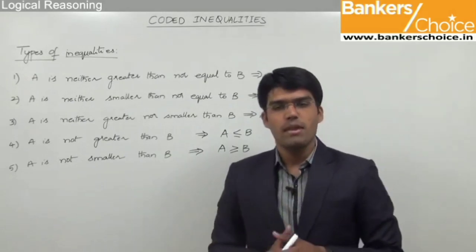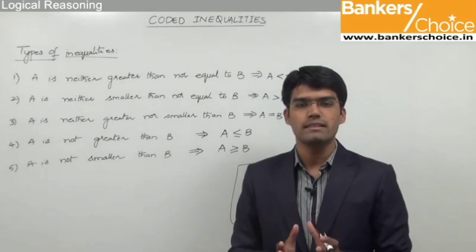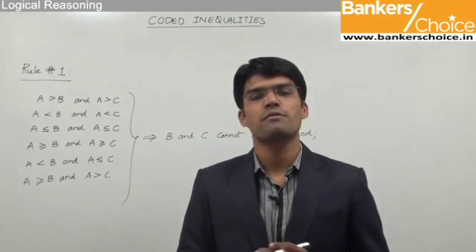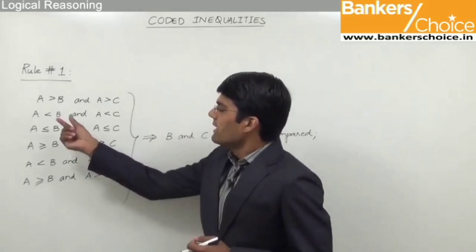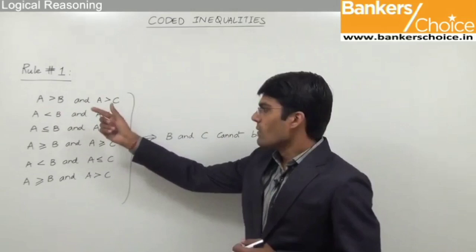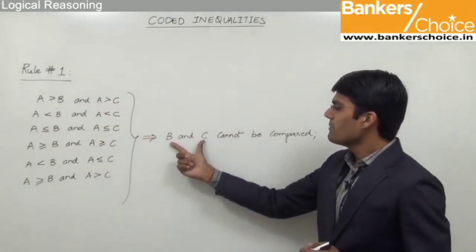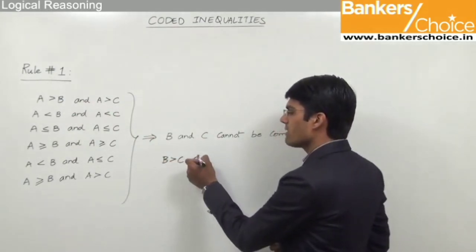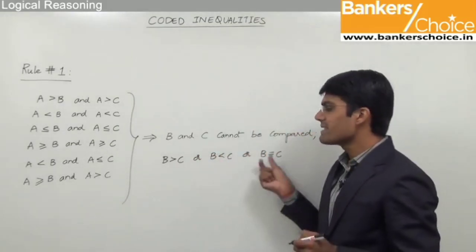Now, to solve questions based on coded inequalities, we need to understand the three basic rules. Let us first look at these three golden rules and then we shall take up some examples. Let us now understand rule number one of comparison, which is based on similar inequalities. Let us assume A is greater than B and A is greater than C. When we know that, we can say that B and C cannot be compared. B can be greater than C, or B can be less than C, or B can be equal to C. All the three cases are possible.